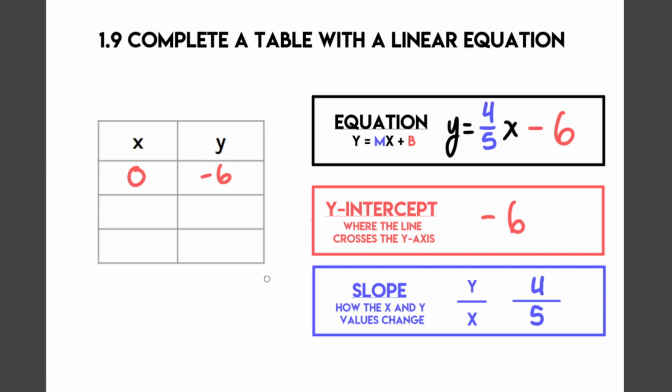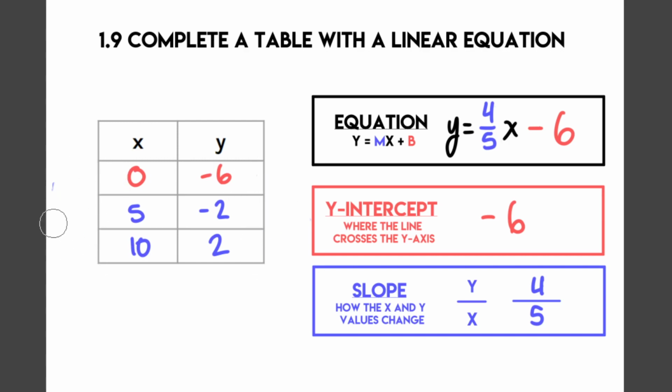How is my y value changing? The y value is going to be adding 4 each time. So it's going to be adding 4 and adding 4. Now, negative 6 plus 4 is negative 2. And negative 2 plus 4 gives me positive 2. My x value is actually going up by 5 this time. It's going to be plus 5 and plus 5. So 0, 5, and finally 10. And there is my table.